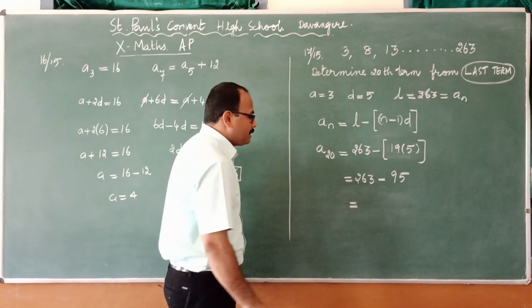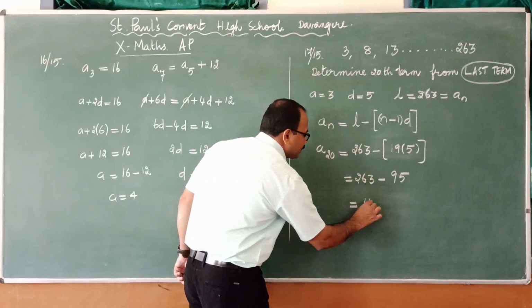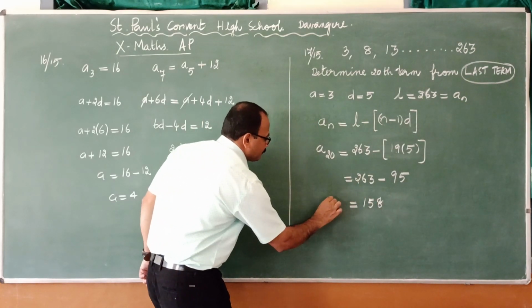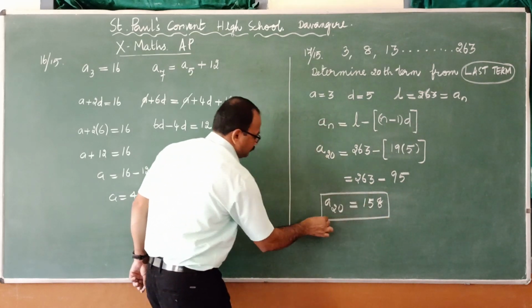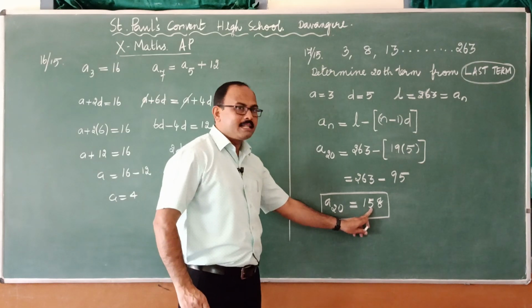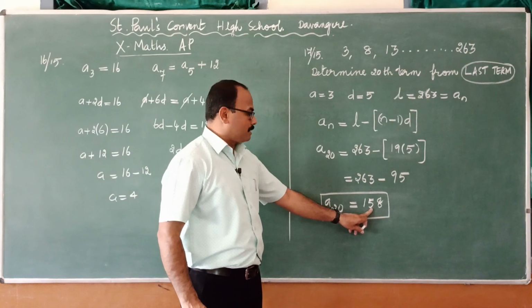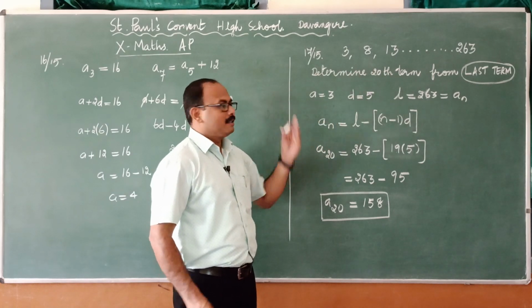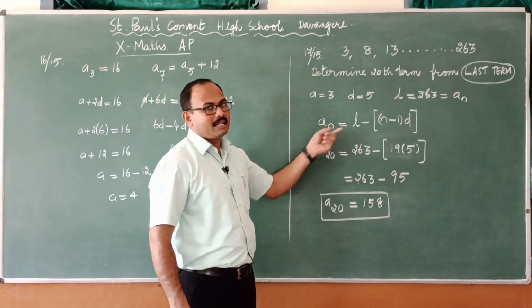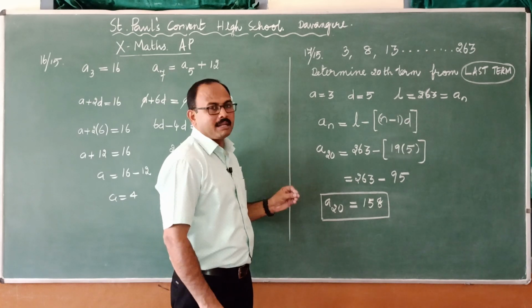So, you calculate this one, it will become 158 or something like that, children. Therefore, this is the 20th term from the last. Please note that the formula is the new formula, children.